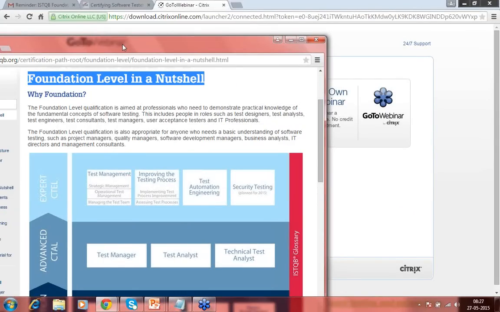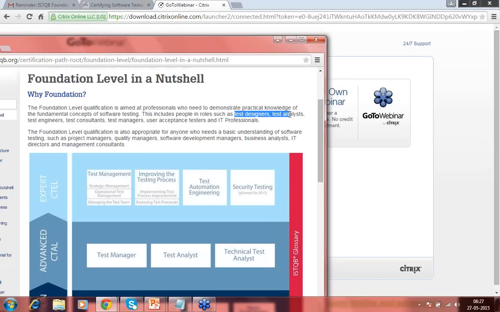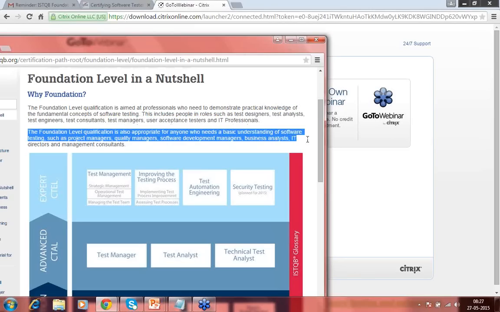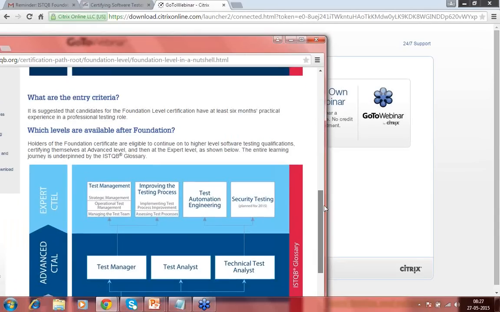And this includes people in roles such as test designers, test analysts, test engineers, test consultants, test managers, even the people who will be on the client side who will be doing the user acceptance testing. And any IT professional for that matter can go through foundational level testing. And the prerequisite for this is, the foundation level qualification is also appropriate for anyone who needs a basic understanding of software testing. Somebody wants to understand how project management, quality management, software development management, these are the different roles that are there. And IT directors, management consultants, anybody can take it up.